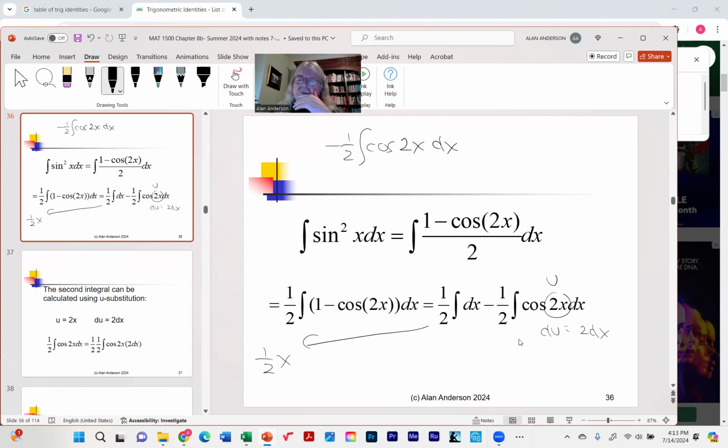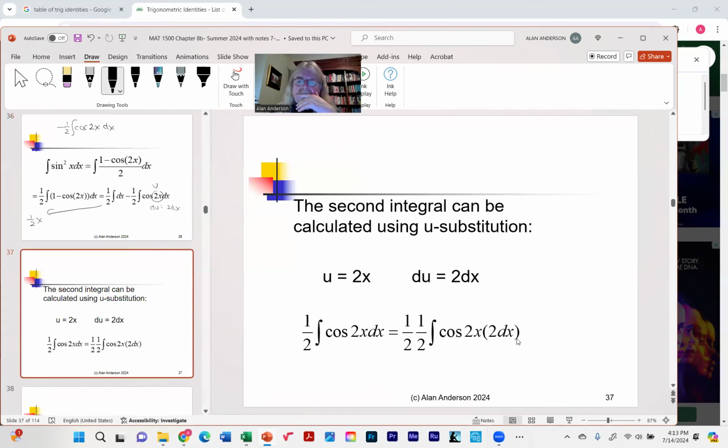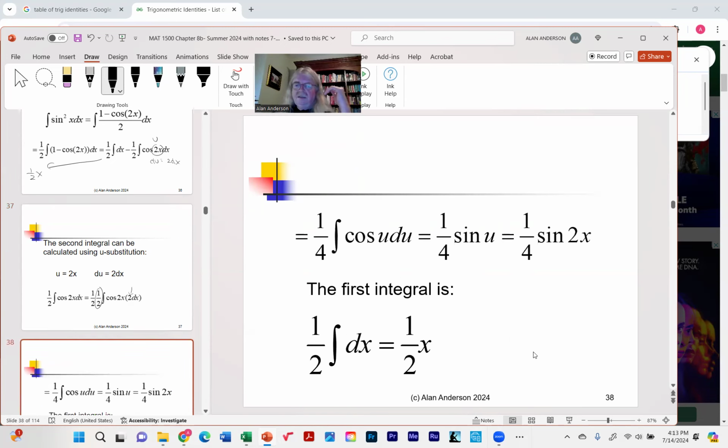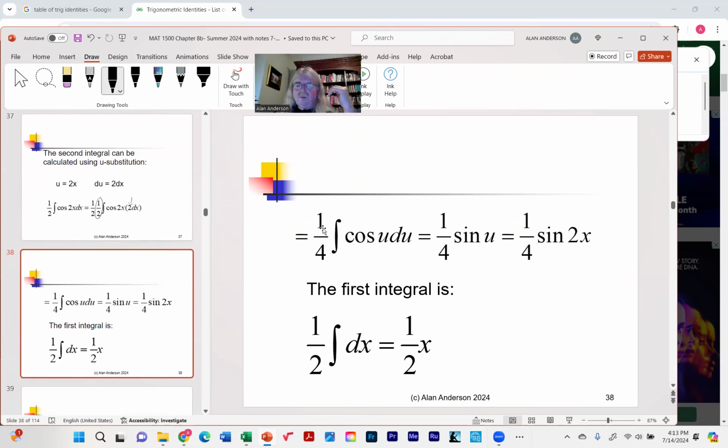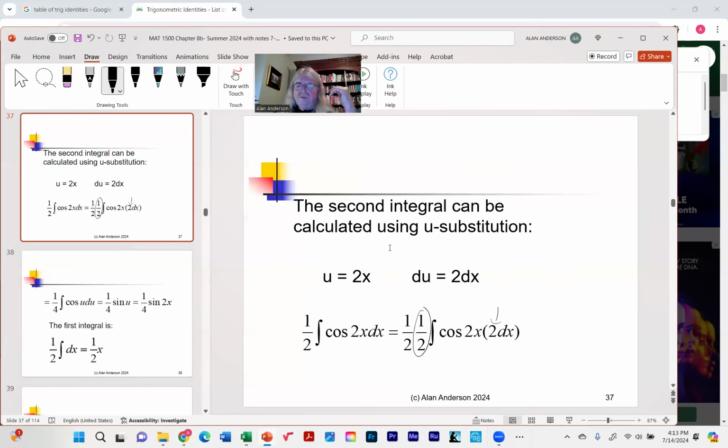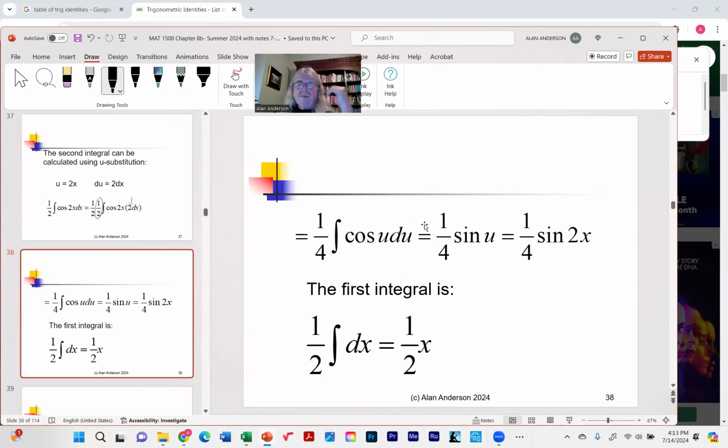So why don't we follow along with this? So 1/2 cosine 2x dx. We need to supply the 2, which means we need this 1/2 here. And we end up with 1/4 cosine u du. And remember, the integral of cosine u is sine u. And therefore, we have 1/4 sine u or 1/4 sine 2x.